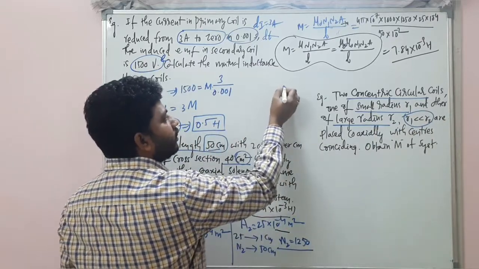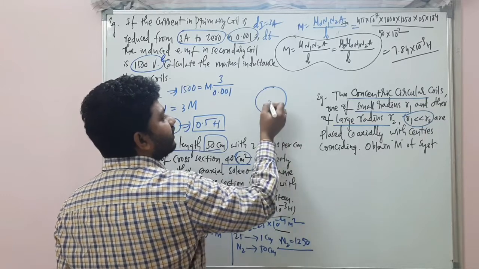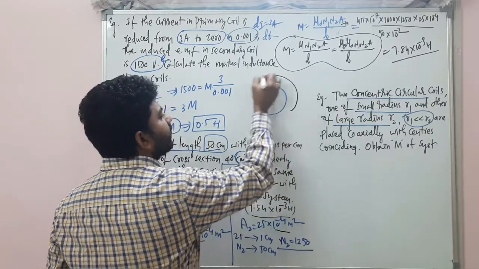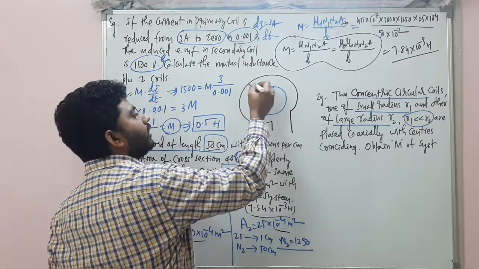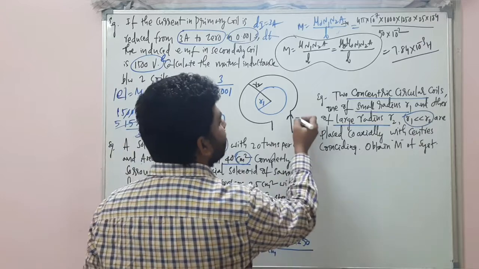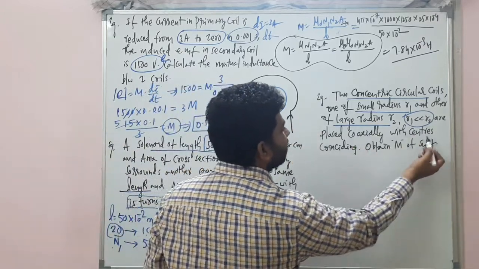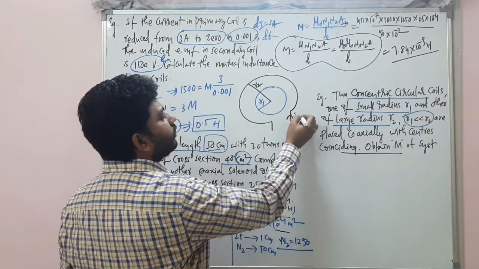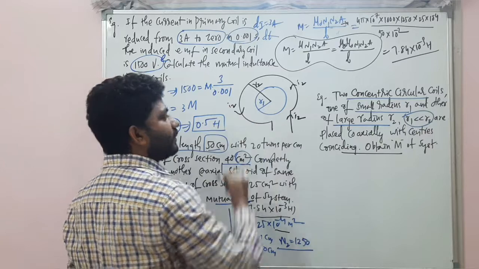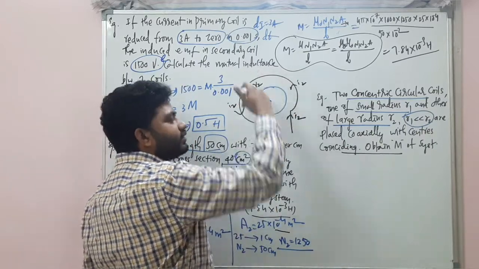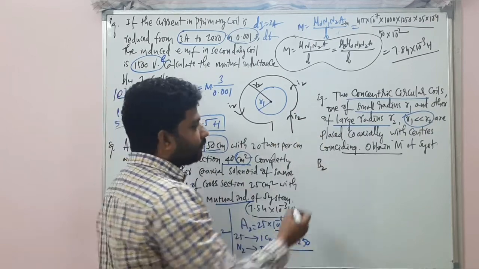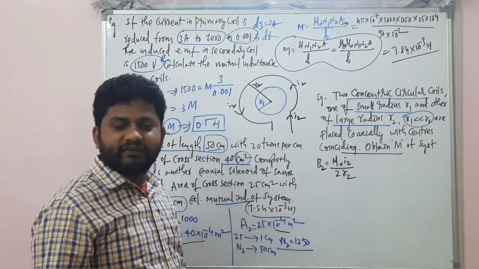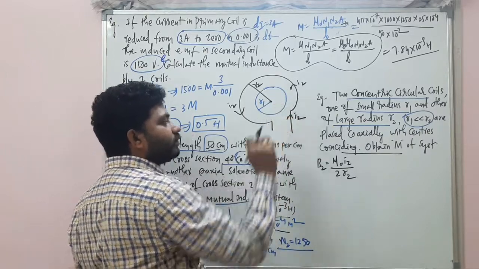So here let me draw the diagram. Imagine a small radius R1 is here, and another coil of huge radius R2, through which the current is passing. They are placed coaxially with their centers coinciding. Obtain the mutual induction of the system. Imagine the current I2 is passing through the outer coil. What is the magnetic field due to this I2 at the center? That is called B2, right? B2 is equal to mu naught I2 by 2R2, the magnetic field due to a circular coil at the center.